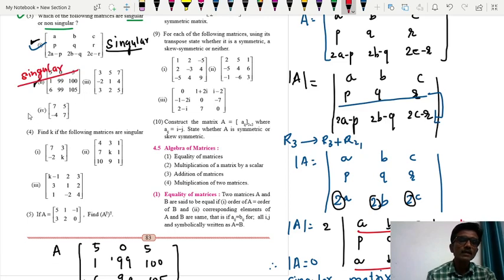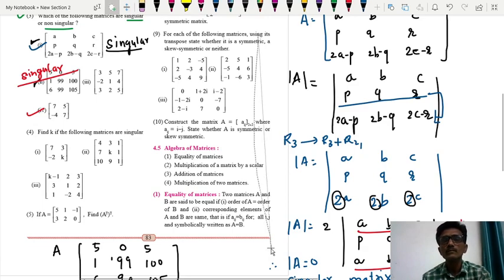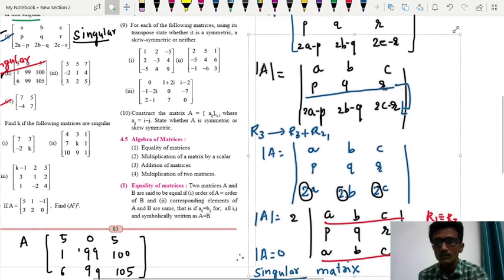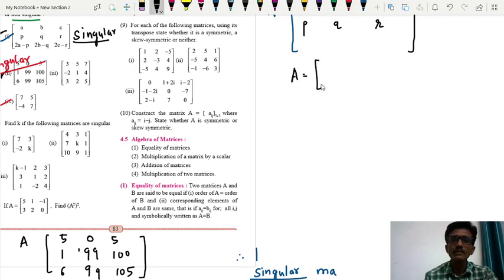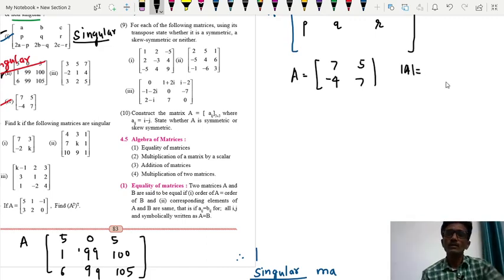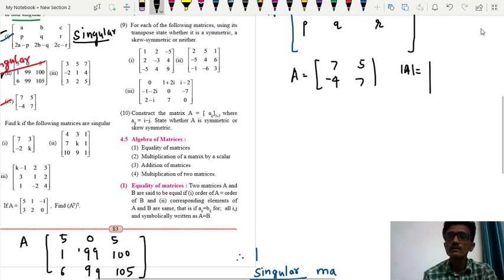Next example, see here. A is equal to the matrix 7, 5, minus 4, 7. Determinant of A is what? What is determinant of A? So it is determinant of 7, 5, minus 4, 7. We will expand this determinant.